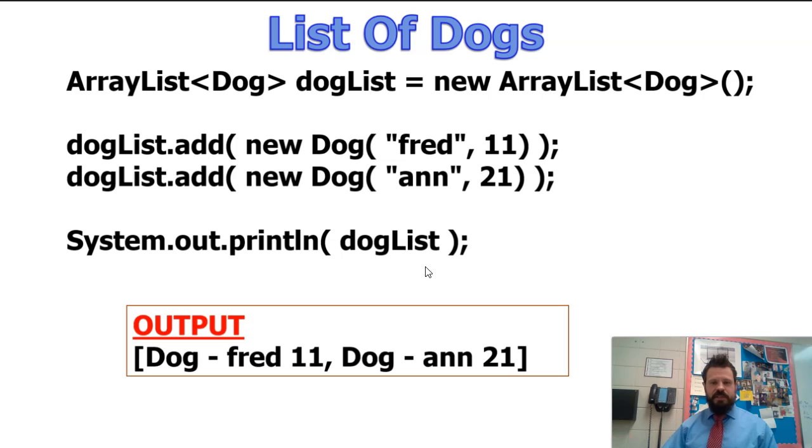When I go to print the array list now, like we know, array lists have a built-in toString method. And what it's going to do is go through the list and call the toString for each of those objects. The toString we showed you said Dog- and then name and age. So it's going to call that toString for each object in the list.